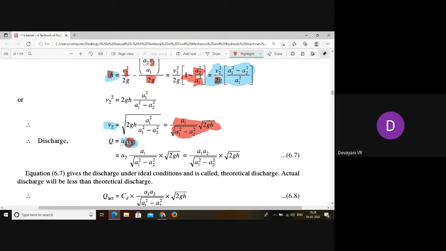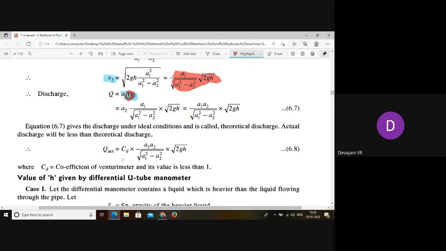We already conducted an experiment on the venturimeter, so from that you already know the equation for theoretical discharge. What is the equation? Q theoretical equals A1 A2 by root of (A1 square minus A2 square) into root 2gh. And using this theoretical discharge, we can calculate the actual discharge by knowing the coefficient of discharge. What is the coefficient of discharge? Actual discharge by theoretical discharge. From there, actual discharge will be coefficient of discharge into theoretical discharge.